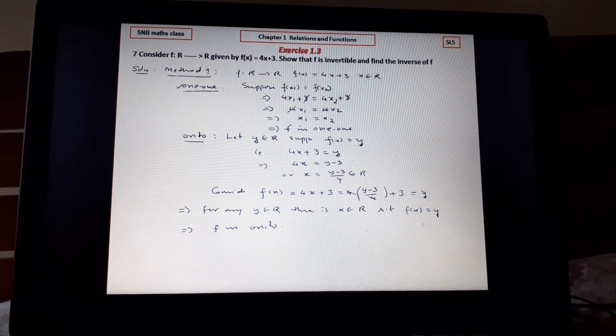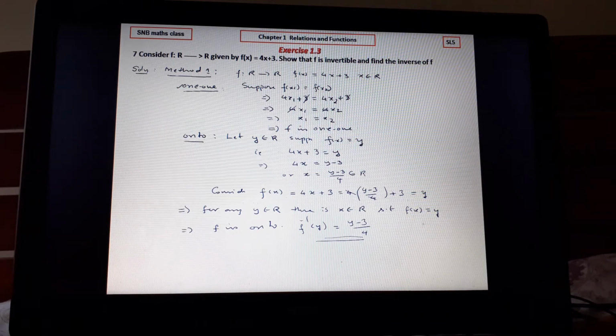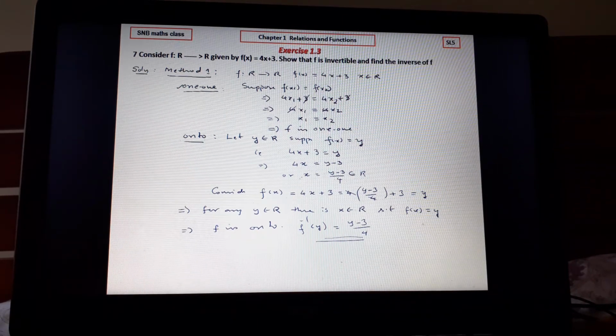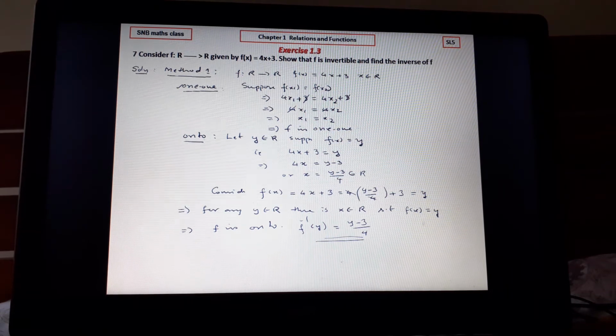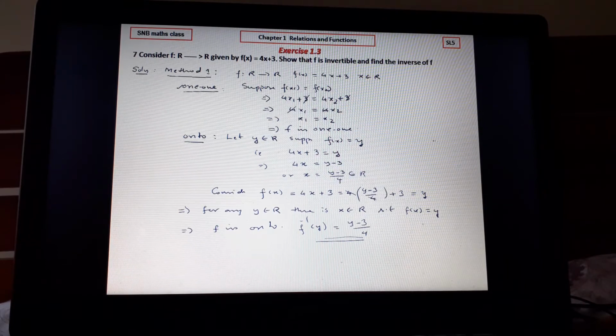Now the question is, what is the inverse? Because the question is to find the inverse. The inverse is nothing but, if you take this, f inverse of y will be equal to (y minus 3) divided by 4. So this itself we can take as the inverse function. So this is one method. The function inverse we are getting in the process of proving onto. So this you have to remember. The second method is using the definition. Let me show you that method also.